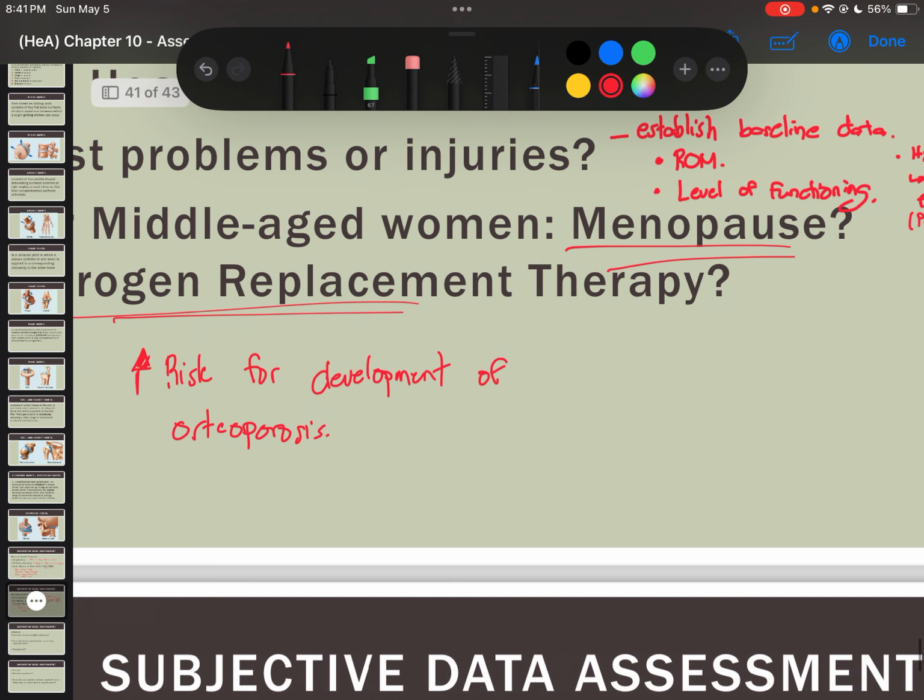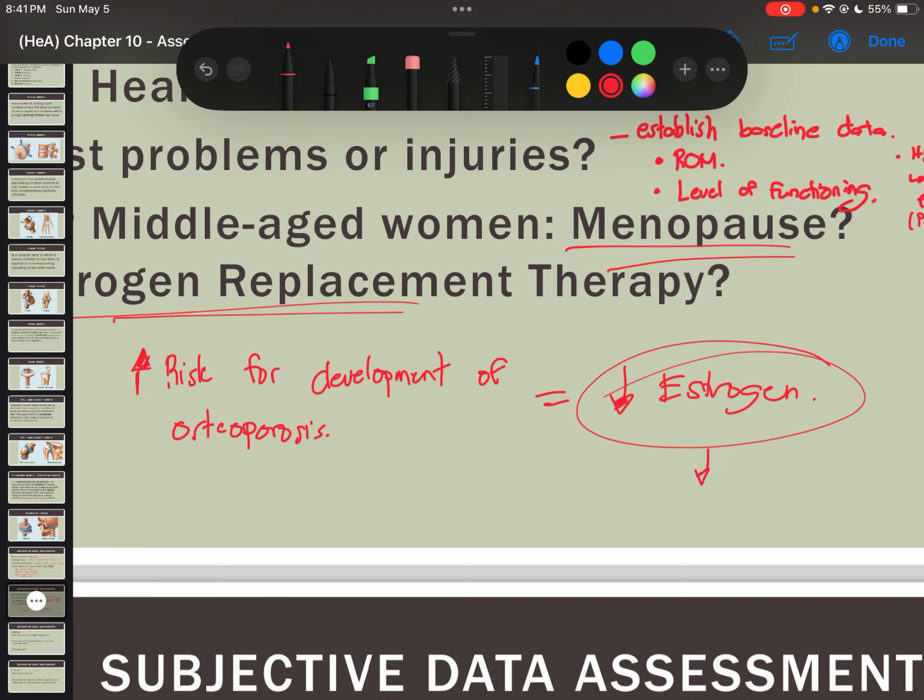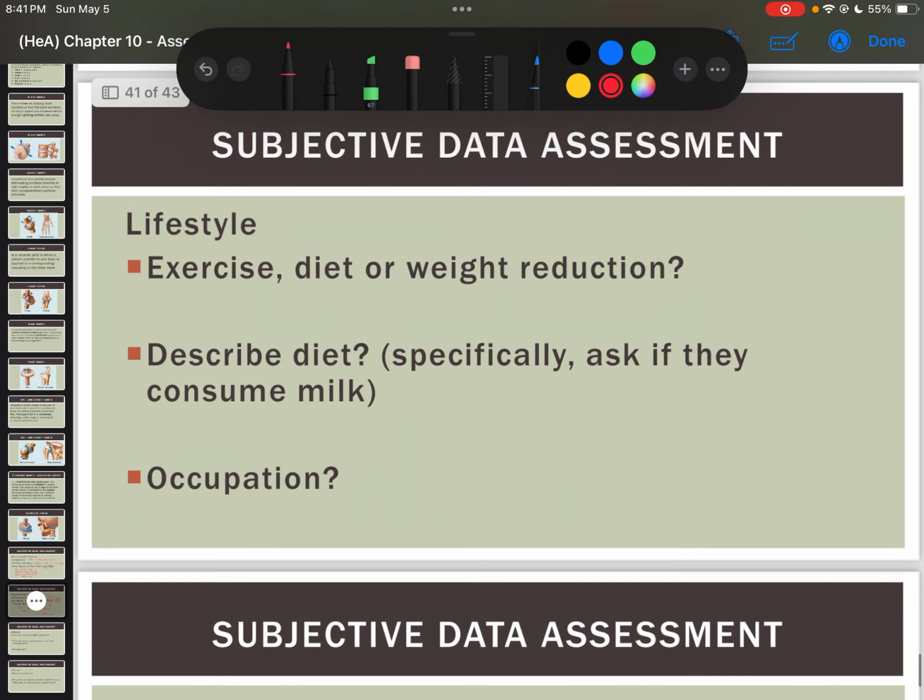This is because they have decreased estrogen. Take note of that. Decreased estrogen. If you have decreased estrogen, it will also decrease the density of bone. And what causes decreased estrogen is mostly menopause. Menopause can cause decreased estrogen.